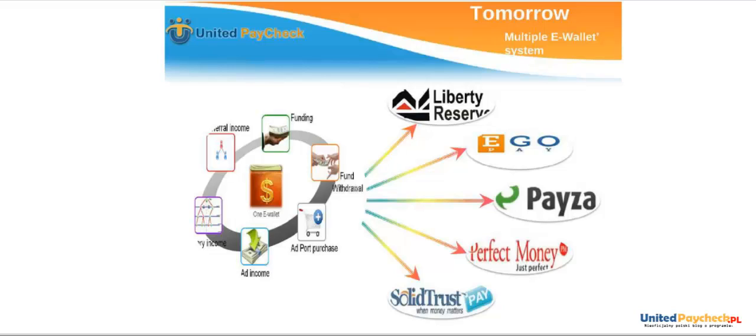Now every currency will have its own e-wallet for all the activities mentioned in the earlier slide. The names of these new e-wallets will be Payza e-wallet, you'll have one for STP, one separate for LR, and one separate for PM. So each of these currencies will have their own separate e-wallets. Okay, let's go on to the next slide.